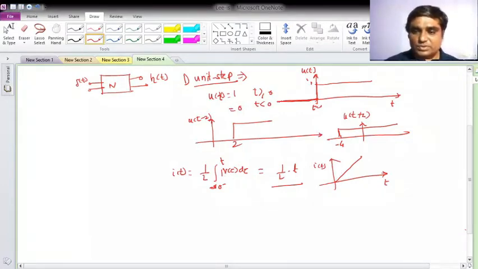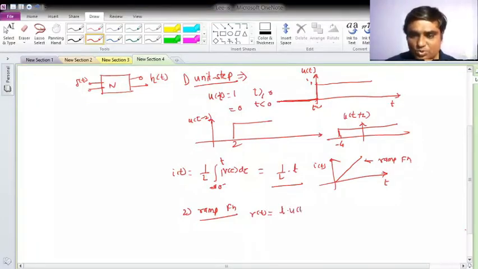Fine, so what is going on? The current is increasing linearly, so such a signal is called a ramp signal or ramp function. The notation for the ramp function is r of t, which I can write as t into u of t, where t is greater than or equal to 0 and it is 0 elsewhere.